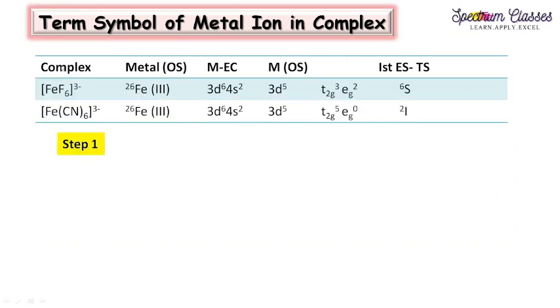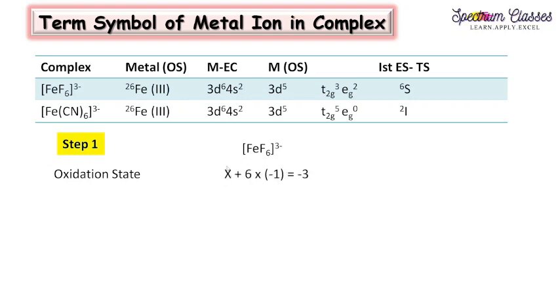Here I just selected FeF6 3 minus and Fe(CN)6 3 minus. If we are given this type of complexes to calculate the term symbols, we have to follow simple 5 steps. Step number 1 is to calculate the oxidation state of the central metal atom. Iron is the central metal atom and fluorine is the ligand. We are going to calculate the oxidation state for this iron.